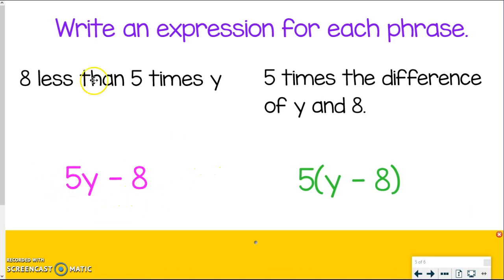That 8 can't come first because it's 8 less than 5 times y. If it had said 8 minus, then we would have written it in order. But because of that 8 less than, the 8 had to come at the end. That was a little curveball for you. I hope you picked up on it when we've talked about that before.